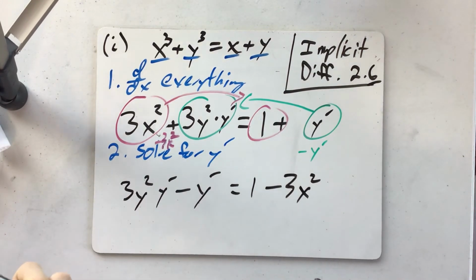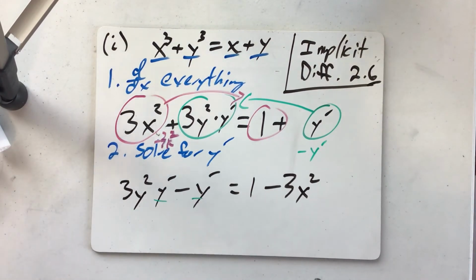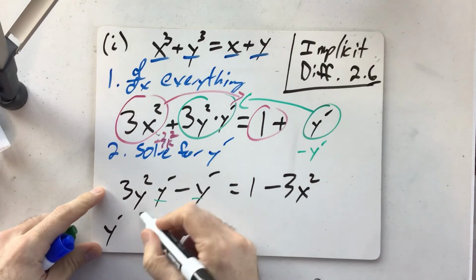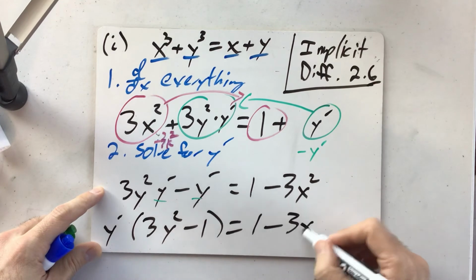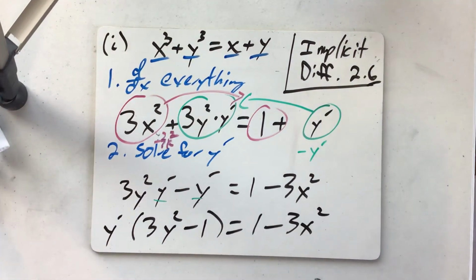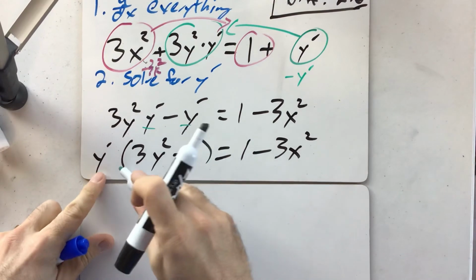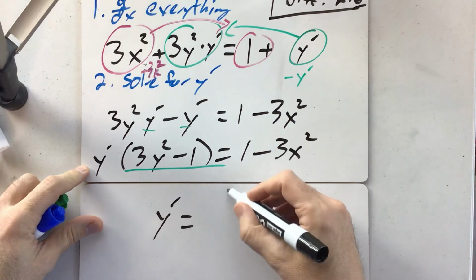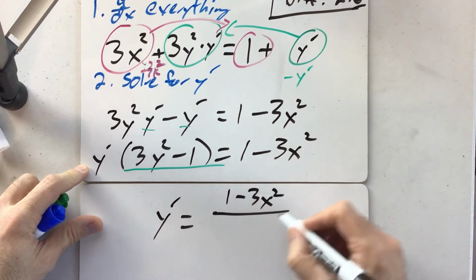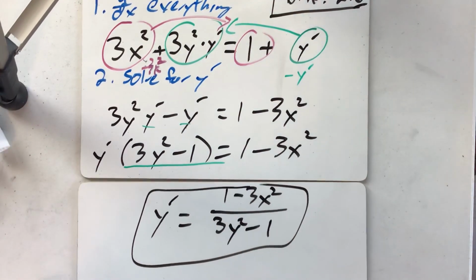Now what am I going to do? The last step is basically the same every time we do the algebra: we factor the y primes out. That means y prime times (3y squared minus 1) equals 1 minus 3x squared. And the very last thing I have to do is divide. So I get my answer: y prime equals (1 minus 3x squared) divided by (3y squared minus 1). And there's our derivative.